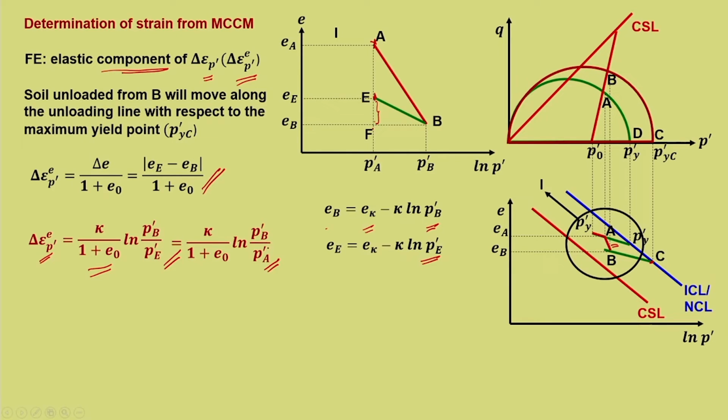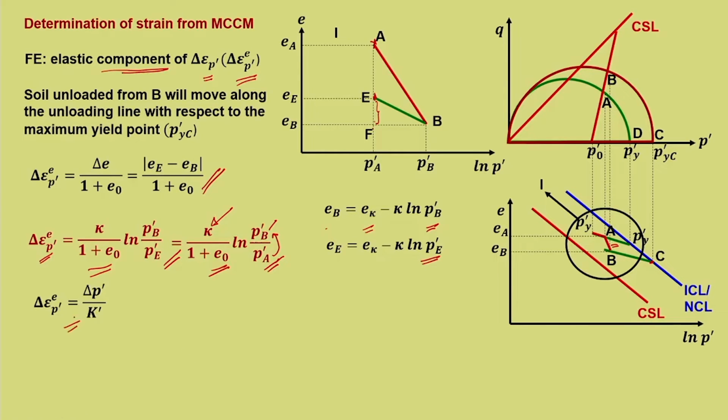So, you will get now, this is the reference point when the ESP moves from A to B, what is the elastic component of volumetric strain, that is delta epsilon P dash E is equal to kappa, the critical state parameter that represents the unloading reloading line, divided by 1 plus E naught, which is nothing but the initial volume, ln of the final point P dash B upon the initial point P dash A on the yield curve, I mean to say from yield curve to yield curve.